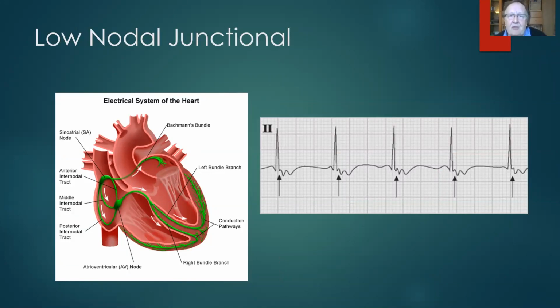And here we have the low nodal junctional rhythm, because the impulse is now going from the AV node down the bundle of His into the right and left branches, and our QRS complex is of normal duration, but the impulse is also going up into the atria, and as a result, the ventricles contract and then the atria contract, and this patient's not going to be very well at all because things aren't happening how they should do. Next slide, please.